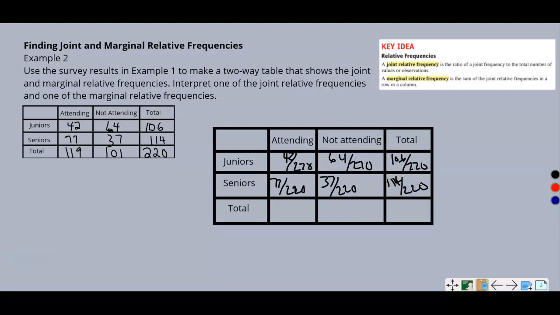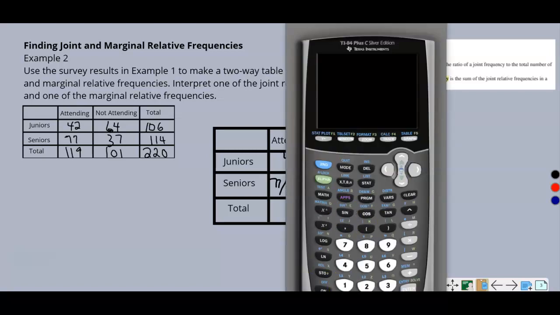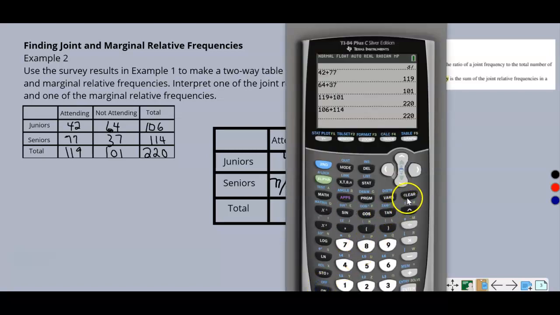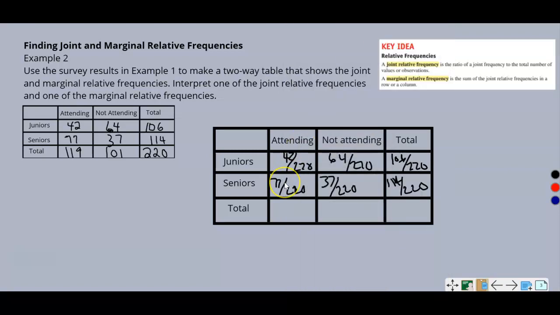All right, so we're going to look at those percentages. Let's look at the first one here. Let's clear this. We're going to do 42 divided by 220. That's going to give us a decimal, and remember, it is going to be moved over 2 decimal places to turn it into a percent. So that's basically 19.1%. So this first one here is about 19.1%.